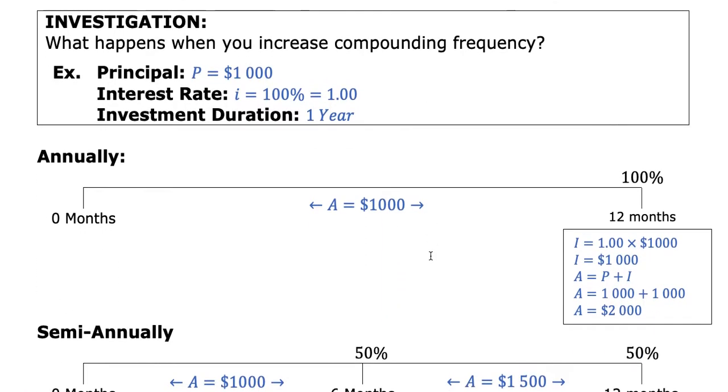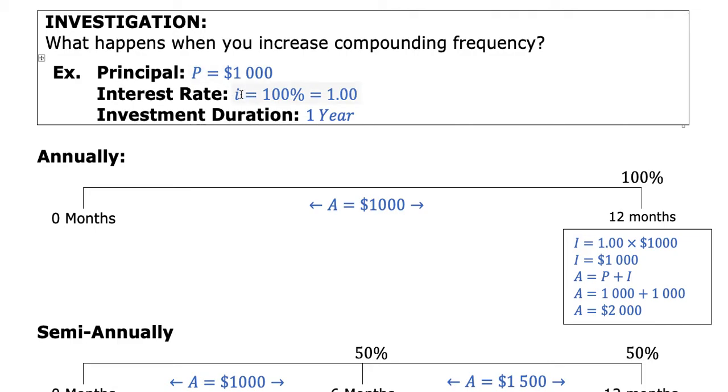So we're going to investigate, using illustrations, the calculations of interest throughout the year, depending on the compounding frequency. So what happens when you increase compounding frequency? We're going to start off with our principal being $1,000, meaning that that is the amount that is deposited into the account and is accumulating interest throughout time.